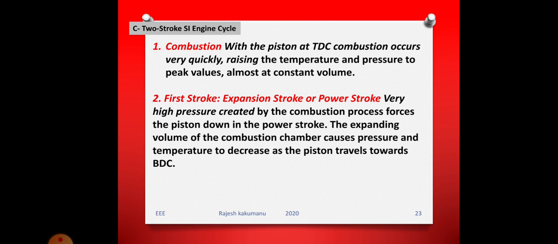With the piston at TDC, combustion occurs very quickly, raising the temperature and pressure to peak values. The first stroke, or expansion stroke, or power stroke: the very high pressure created by the combustion process forces the piston down the power stroke. The expanding volume of the combustion chamber causes pressure and temperature to decrease as the piston travels towards the BDC.